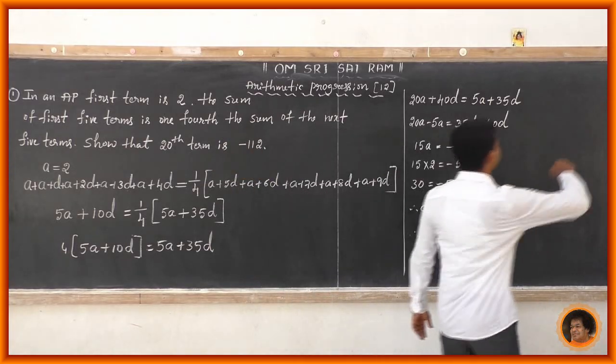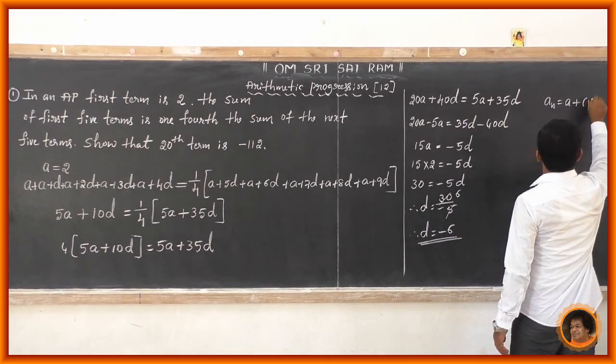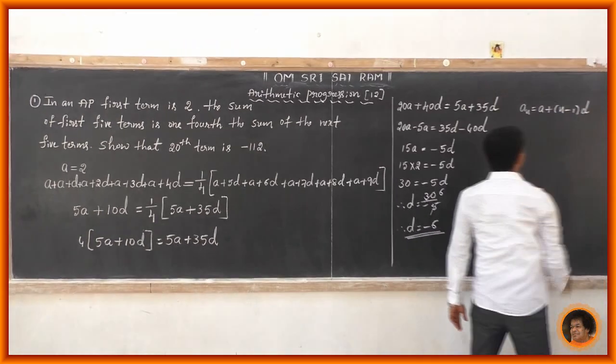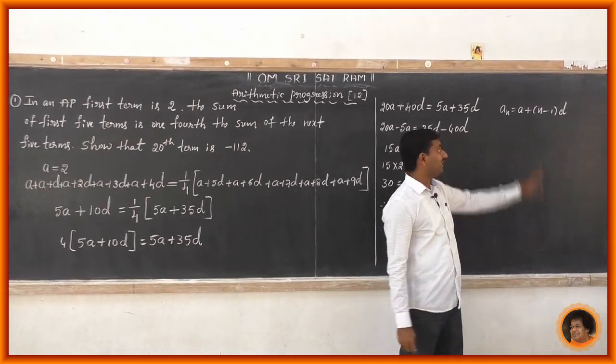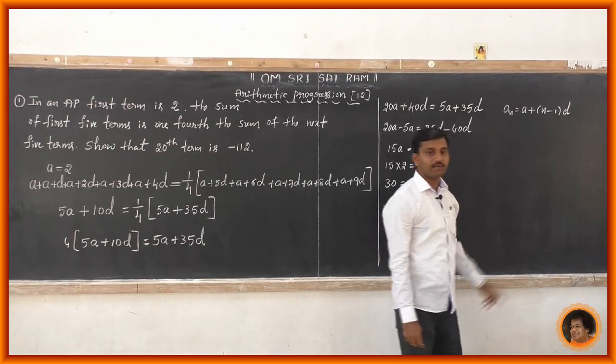So how to find the 20th term? By using the formula a_n = a + (n - 1)d. This is the formula to find the nth term of an arithmetic progression. So a_n = a + (n - 1) d.